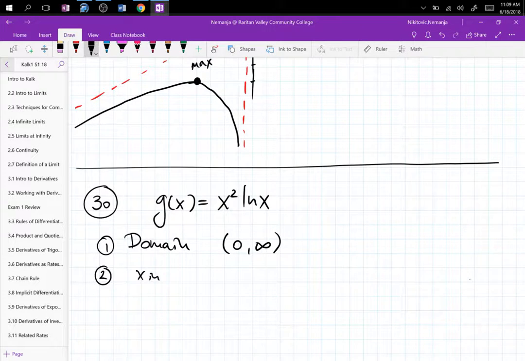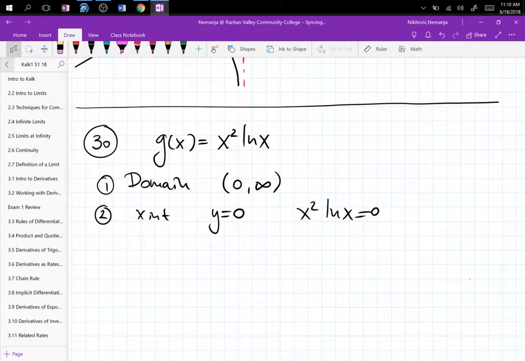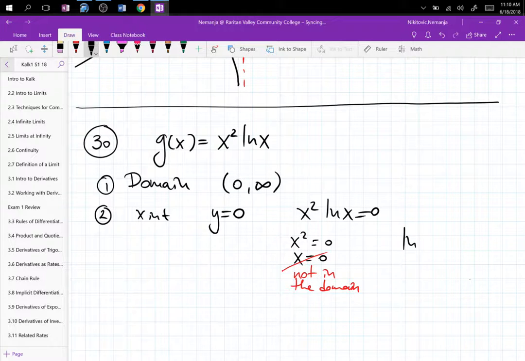Number 2, x-intercept, we set y equal to 0, and we want to calculate x. Well, when we say x squared ln x equal to 0, we use the zero product rule. It's x squared equal to 0, which gives x equals 0, but we have to throw that away. It's not in the domain. And then we also have ln x equal to 0, and that happens when x is equal to 1. You can e both sides too if you don't know that. So yay, we have (1, 0) as the x-intercept.